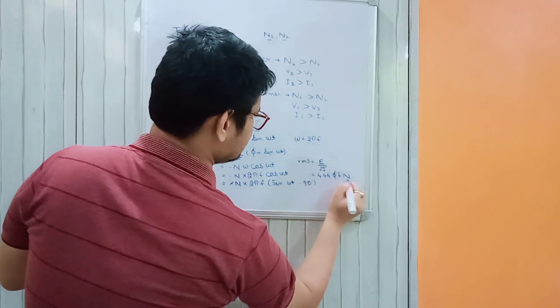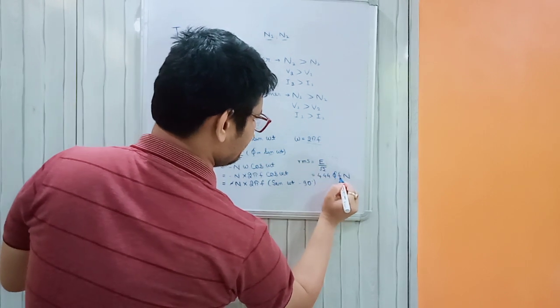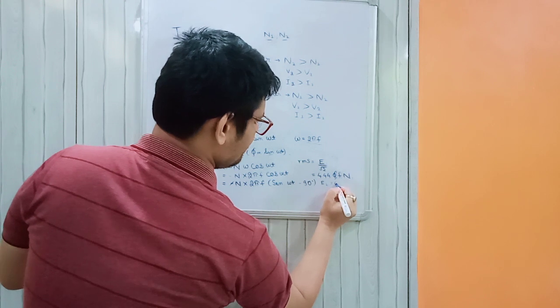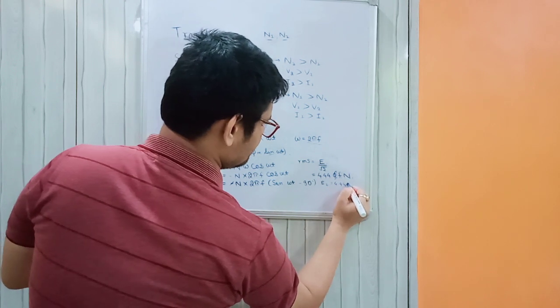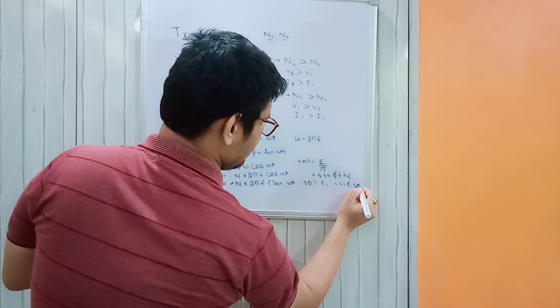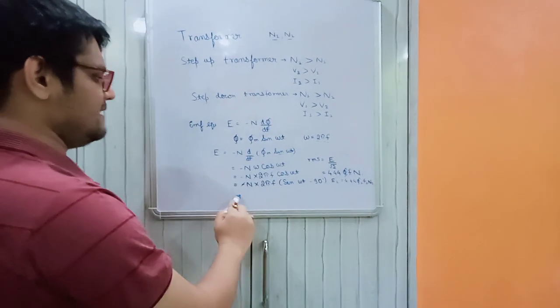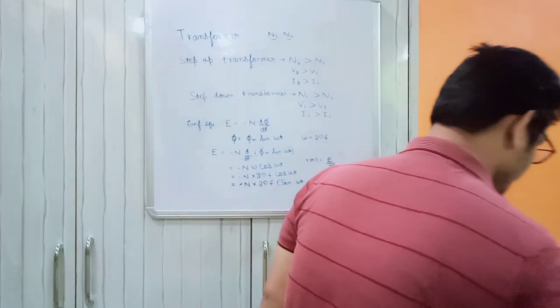So for E1 it will be phi 1 f1 n1, for E2 it will be just 4.44 phi 2 F2 and N2. So this is the EMF equation. I will check what is the direct value which is coming over here.